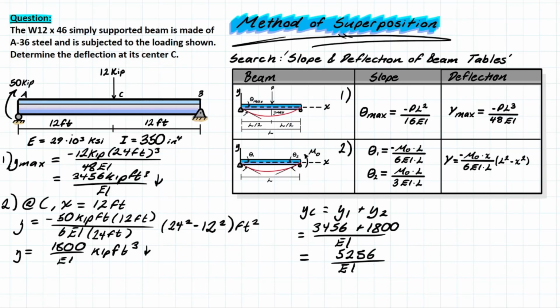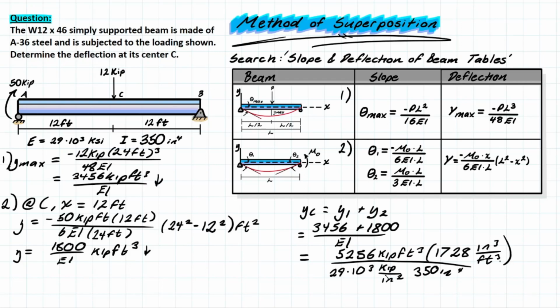But we're given the E and the I for this problem, so why don't we give this a try solving for that? So on top, we're going to have kip foot cubed here. Then let's see what we have in the bottom first. We have the 29 times 10 to the 3 KSI, and that is kip inch squared. And then the I is 350 inch to the 4. And on top, we need that conversion for this foot cubed. So we're going to be using 1728 inch cubed over foot cubed.